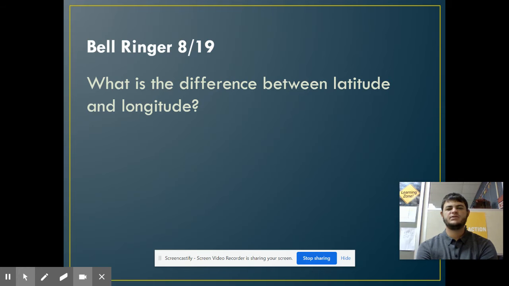Very simple bell ringer. What is the difference between latitude and longitude?